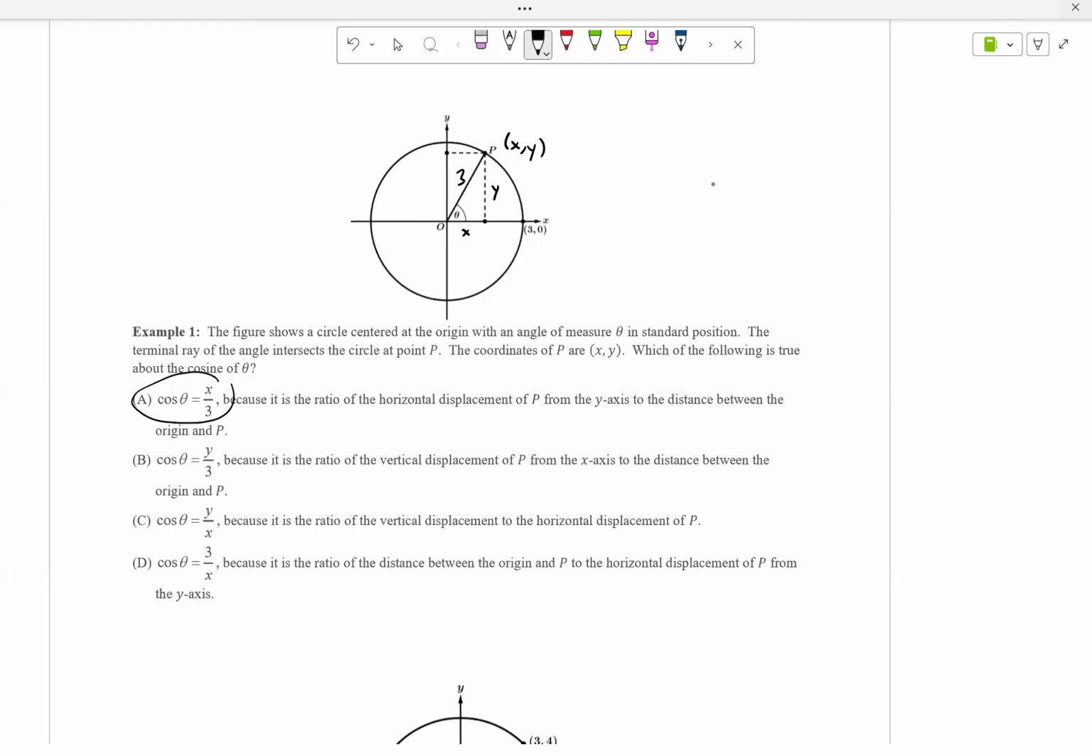Now they're saying the ratio of the horizontal displacement of P from the y-axis to the distance between the origin and P, it's just adjacent over hypotenuse, right? That's all you need to know.